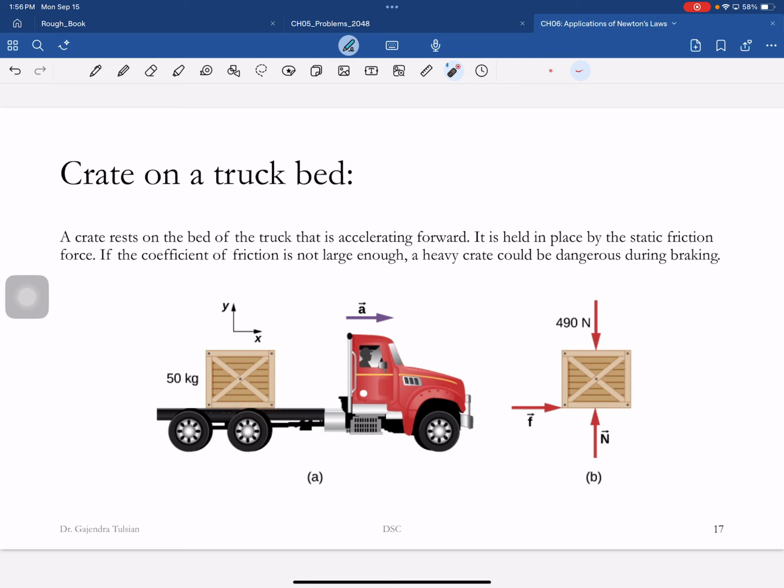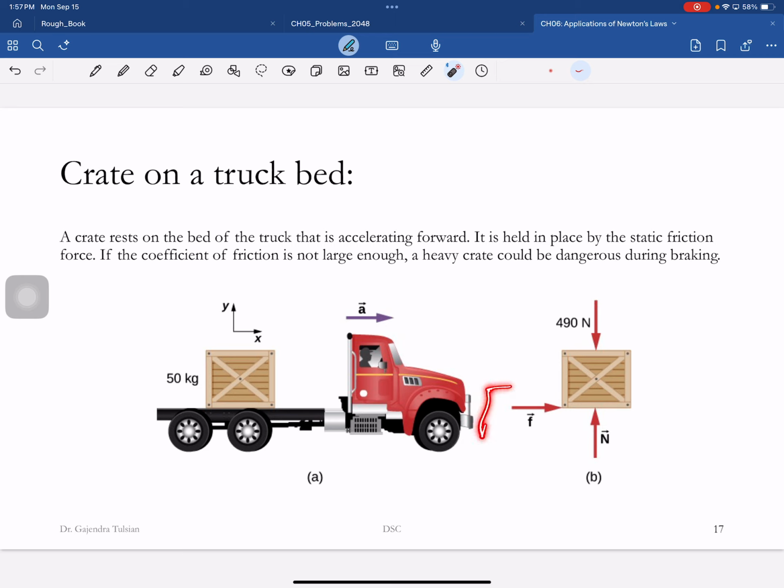For instance, if this was an ice bed and a heavy block, you accelerate and you leave your load behind. Now, of course, these semis can't accelerate fast enough where you would have to worry about that. What you have to worry about is the following.